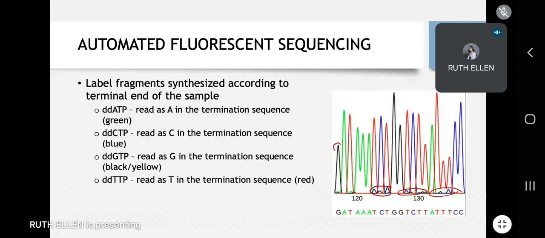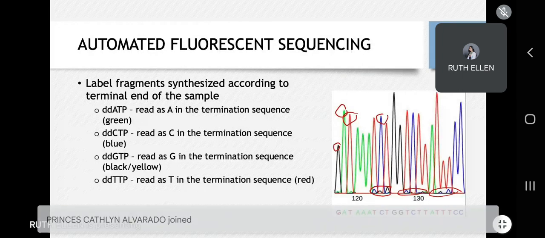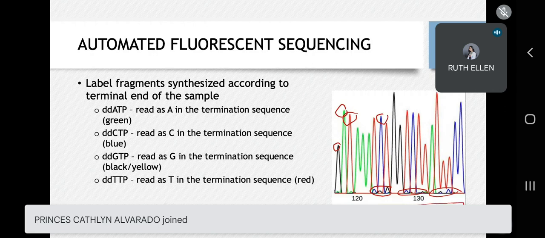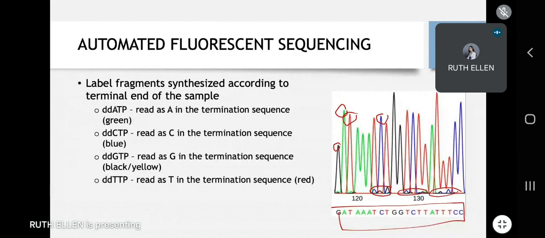So, for black, no, we have ddGTP, so it is guanine. Green, okay, adenine. Red for thymine, then blue for cytosine. Okay? Ganon siyang ini-interpret. Okay? Pero ayan, makikita nyo yung machine na yung maglalabas ng sequence. No? So, hindi problema kung colorblind ka.